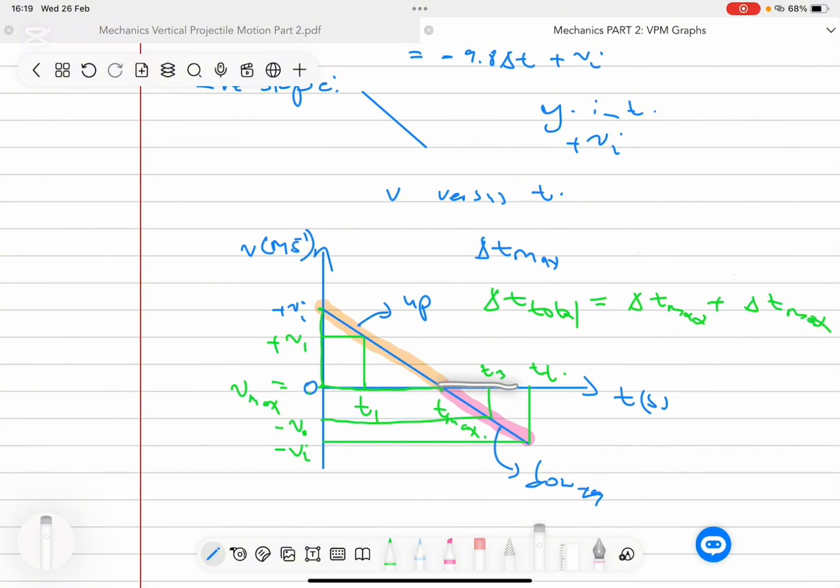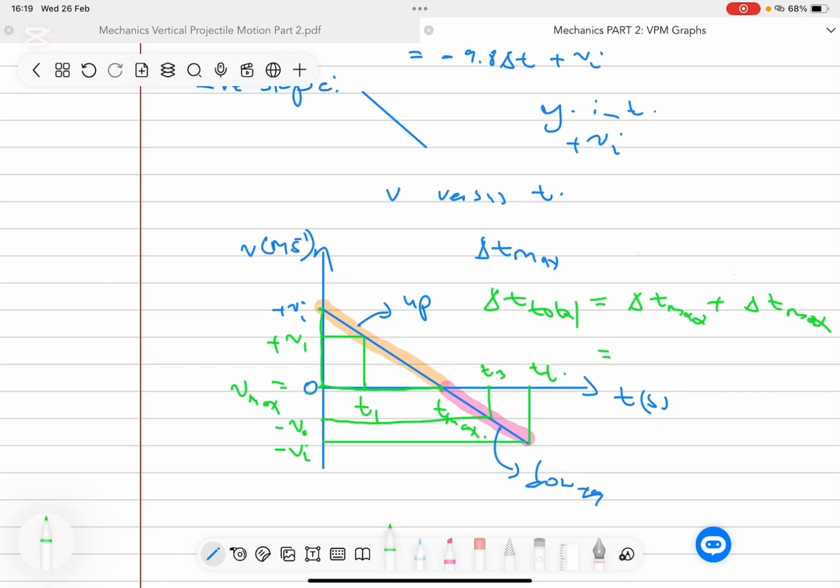So I'm adding again the change in T max because the time it takes to move here is the same as the time it takes to move here. So we can just write them as T max because they're really the same value. That is time symmetry, as we have discussed it in our first lesson when we introduced vertical projectile motion.